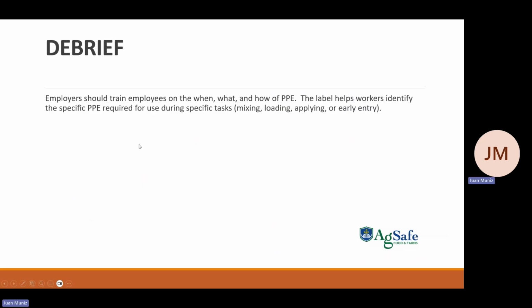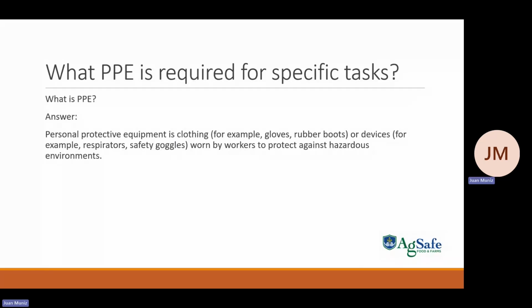Debrief. Employers should train employees on the when, what, and how of PPE. The label helps workers identify the specific PPE required for use during specific tasks, such as mixing, loading, applying, or early entry. What PPE is required for specific tasks? What is PPE? We covered some general items that were considered PPE in an earlier section.